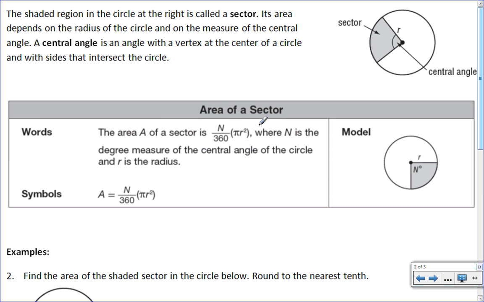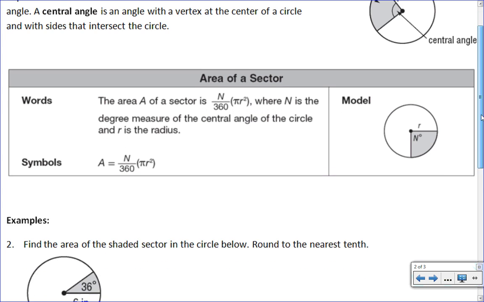The area of a sector is really just a fraction of the area of the whole circle, and that fraction in particular is n over 360, where n is the degree measure of the central angle. So, for example, this looks like it's close to 90 degrees. A fraction of 90 over 360 would be 1/4, and that looks like it has about 1/4 of the area of the whole circle. So this formula should pretty much make sense. Whatever the fraction of 360 that the central angle is, the area will be the same fraction. Let's see what that looks like in an actual problem.